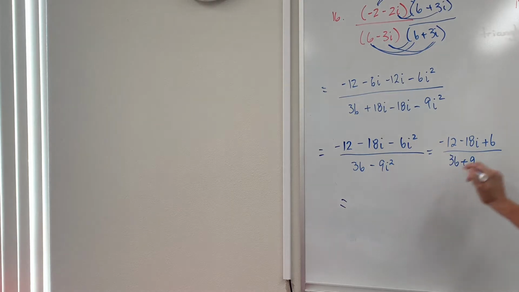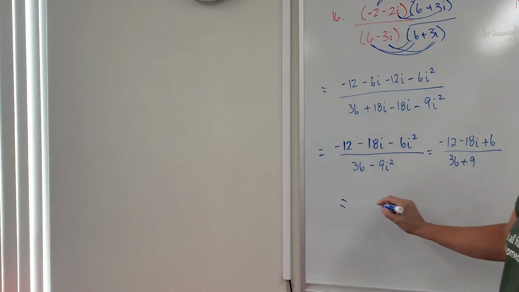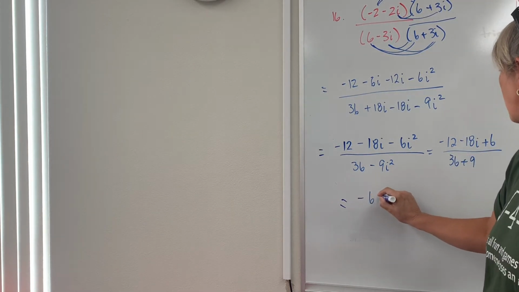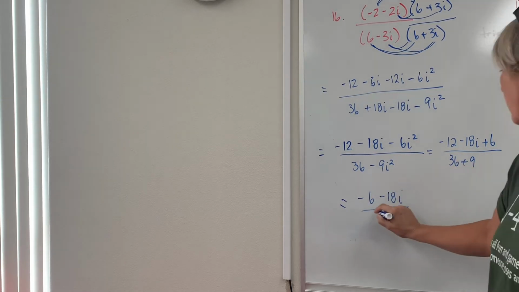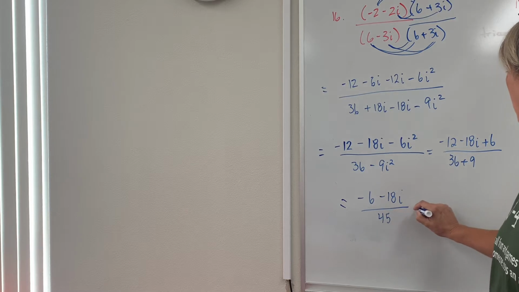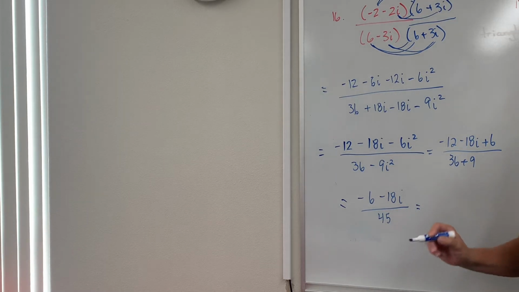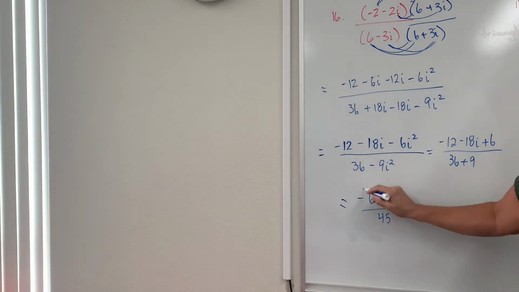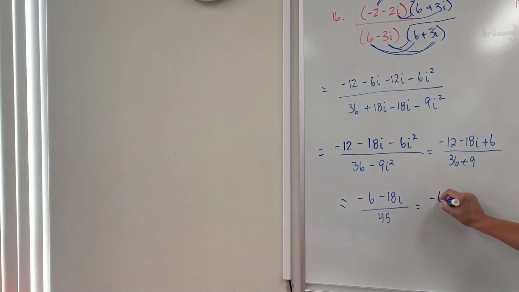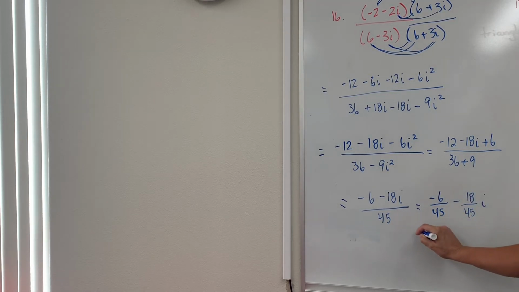So my final answer, I can combine the 6 and the negative 12 to get negative 6 minus 18i over 45. Just keep in mind that when they want you to write your answer for imaginary numbers, they want you to put the real part first. So I'm going to have negative 6 over 45 and then the imaginary part. So minus 18 over 45i. Now these guys can simplify.